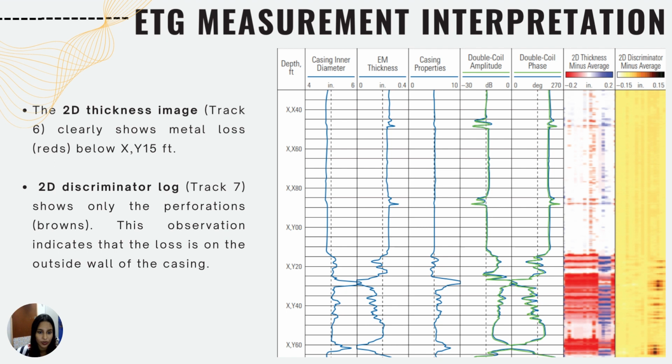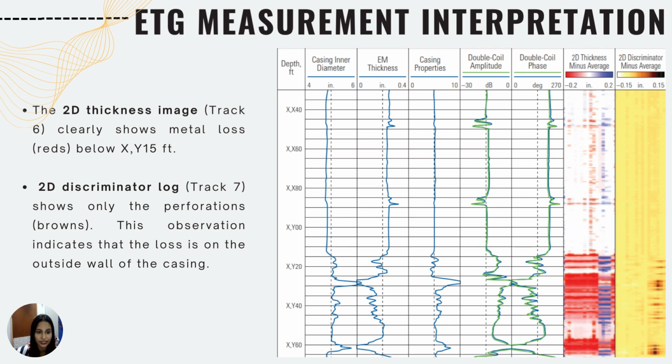All right, next will be the measurement interpretation. So this will be one of the log interpretations. However, this is in terms of the casing interpretation of the diameter and of the thickness of the casing itself. As we can see at track number 6 in the 2D thickness image, it is clearly shown that there is a metal loss in terms of the red colorings below the XY15 feet.